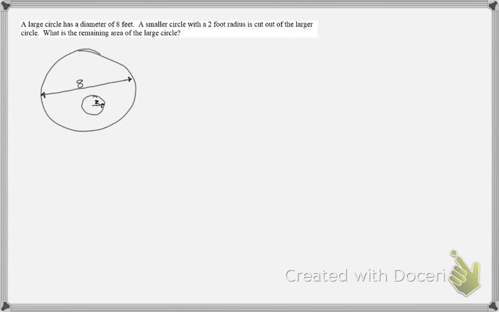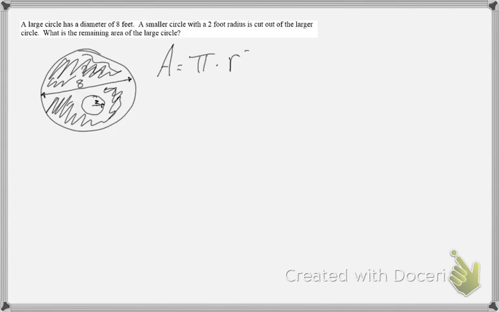But I need to find the area of what remains of the larger circle. So what I'm looking for is the area of this shaded region. Can't stop thinking about Darth Vader. I'm asked to find the area of a circle, and there's a formula for that you're going to need to remember. The area of a circle is equal to pi times the radius squared, pi r squared.